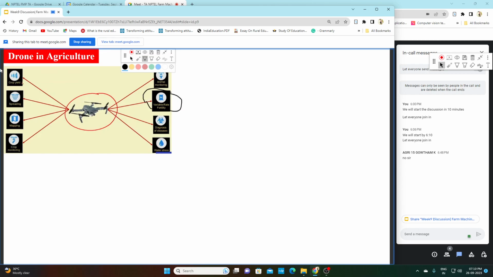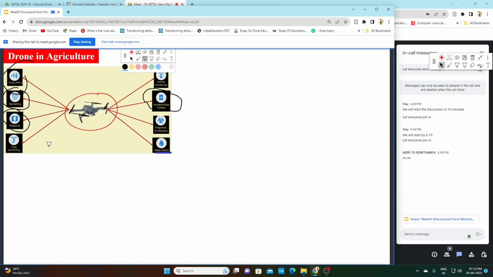Another application is that you can measure crop yield. You cannot enter in between the field and calculate the crop yield, so what you can do is operate your drone above the field, and the drone will give you the information regarding crop yield. Then spreading, which is also some kind of spraying only. Then you can do the mapping part.